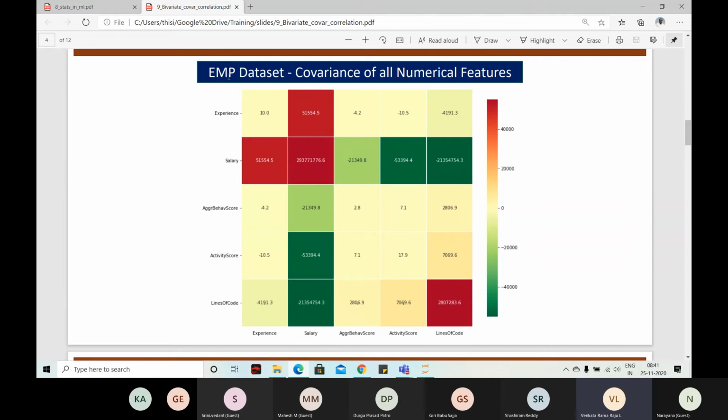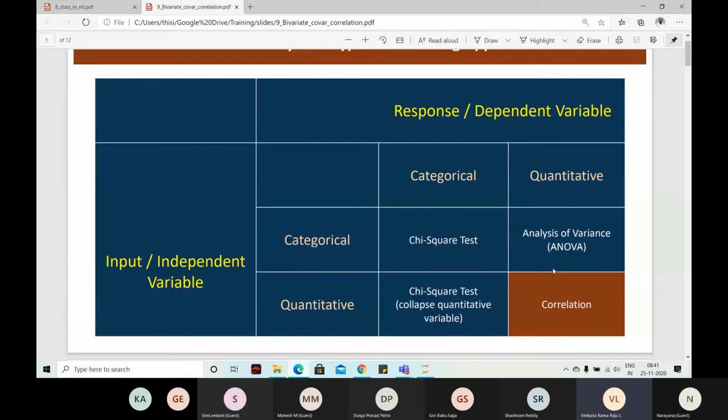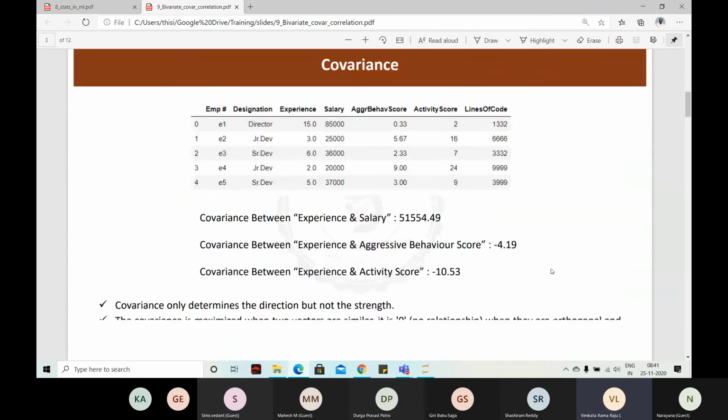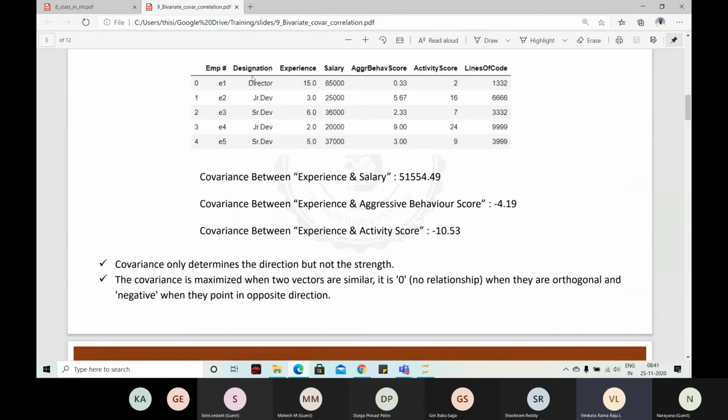So what I did is I took the employee dataset and calculated a covariance heat map. How to do this, I'll show tomorrow using code. Okay, covariance heat map we call it. See this: experience, salary, aggressive behavior, activity score and lines of code. These are the columns here.